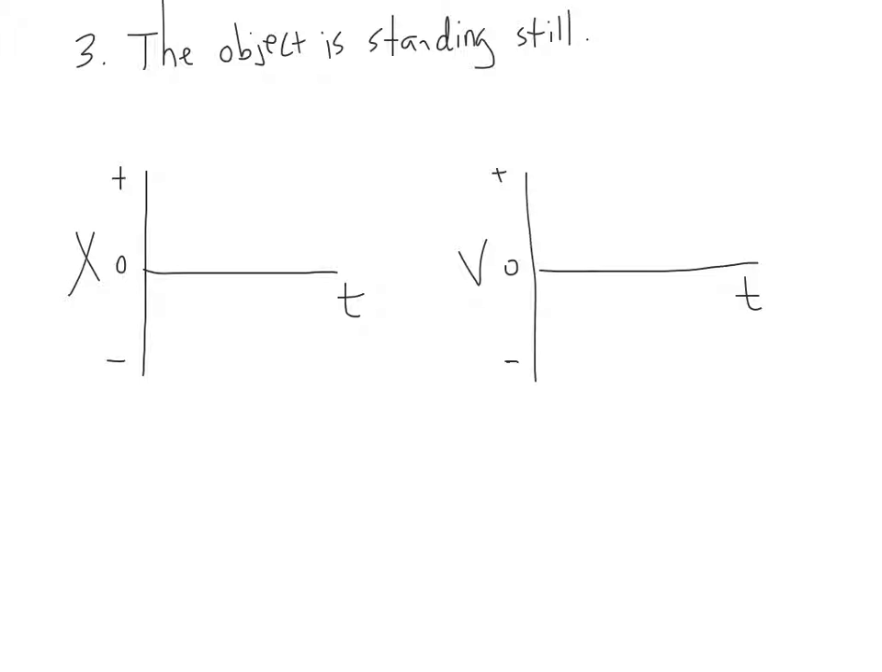This says the object is standing still. Well, if the object is standing still, then that means it has no change in position. The position is not changing. It's staying at the same place. What does that look like on a graph like this?